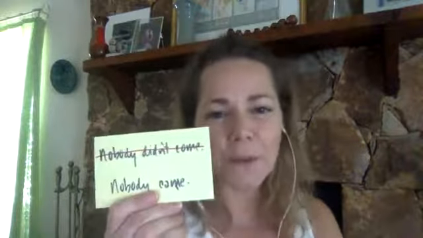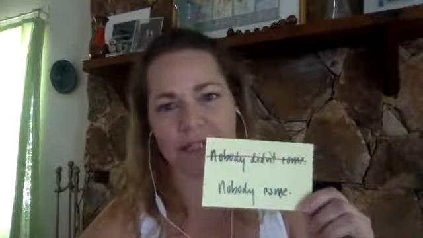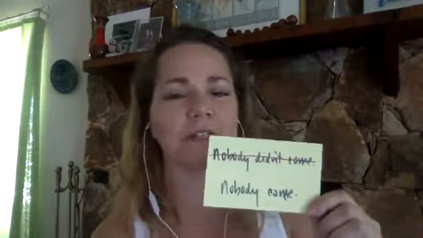Here's another one. This one's actually even worse because it has two negatives. Nobody didn't come, right? Because you're like, well, there were no people there, so I should use nobody, but this is enough negative in English. We don't do two negatives together. So nobody came is the correct way to say it. Okay?